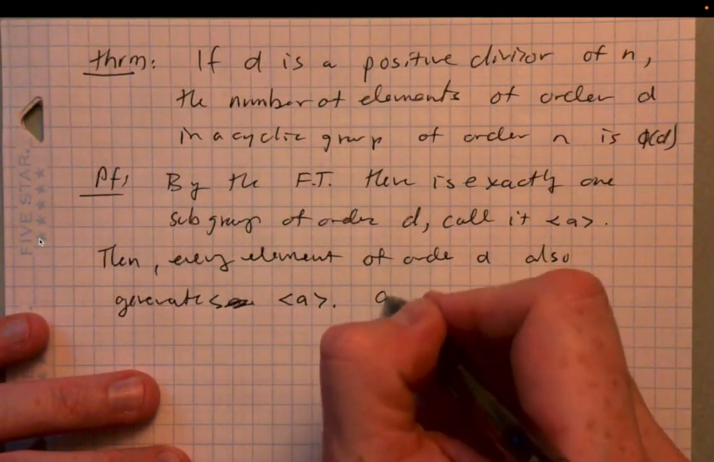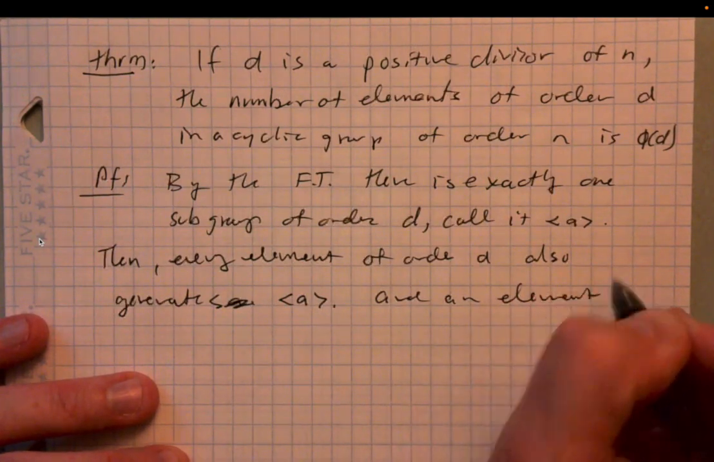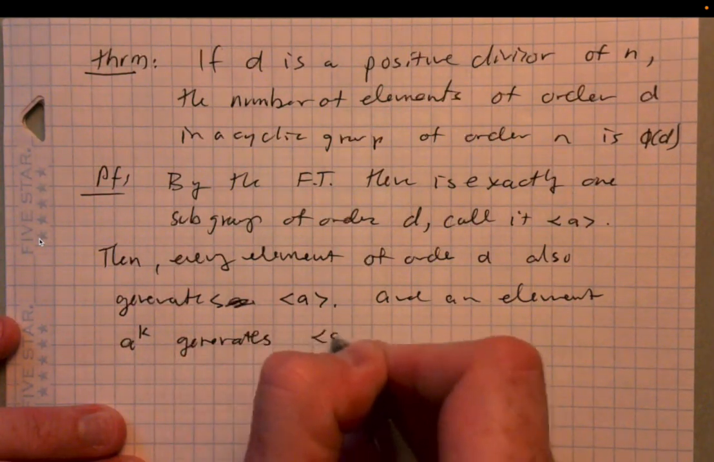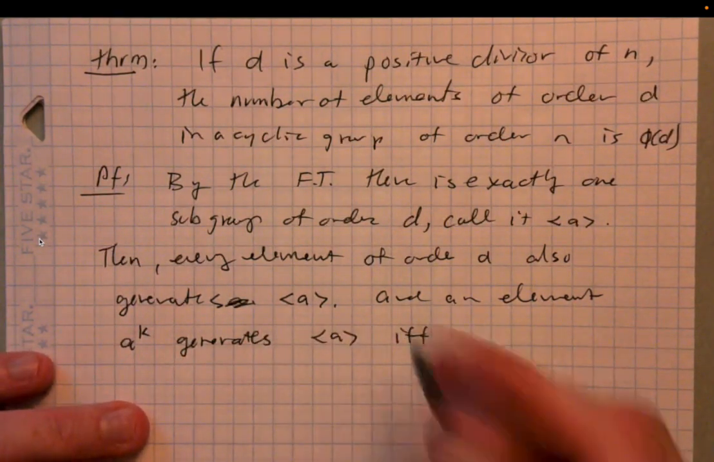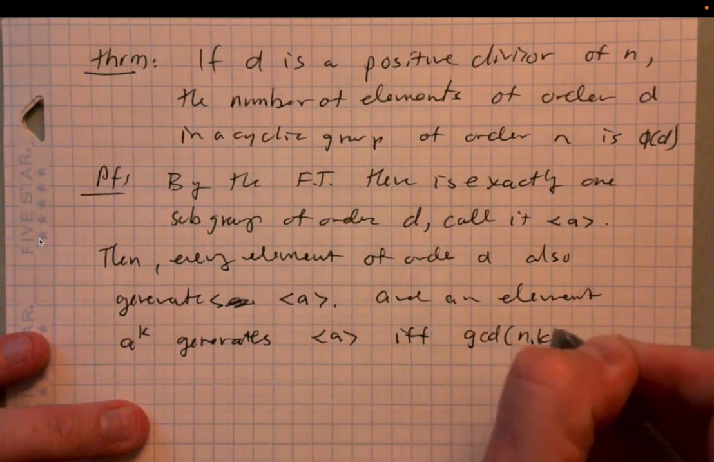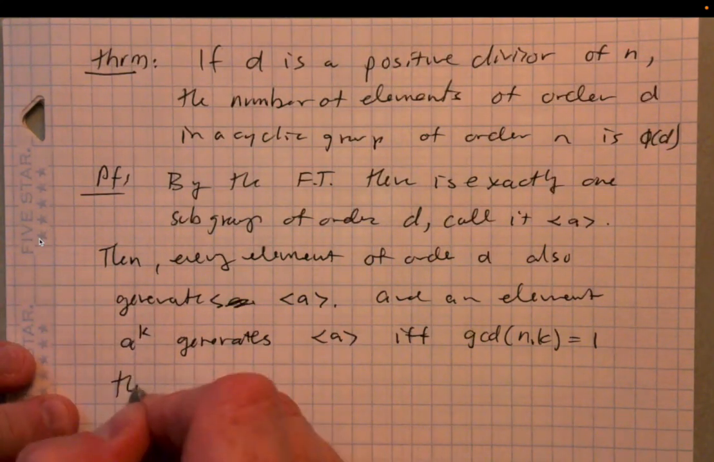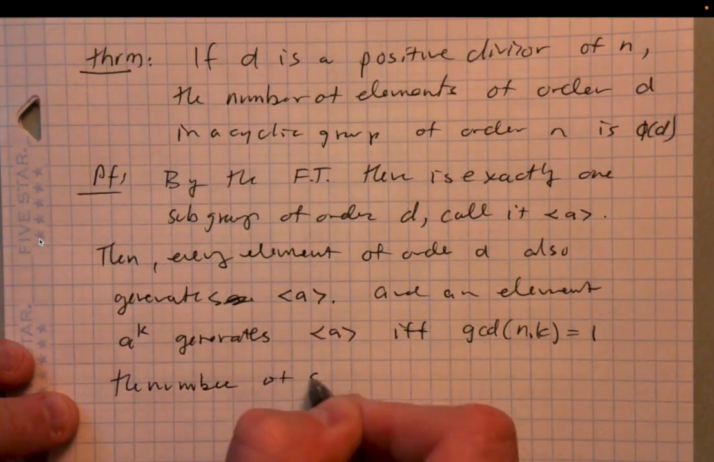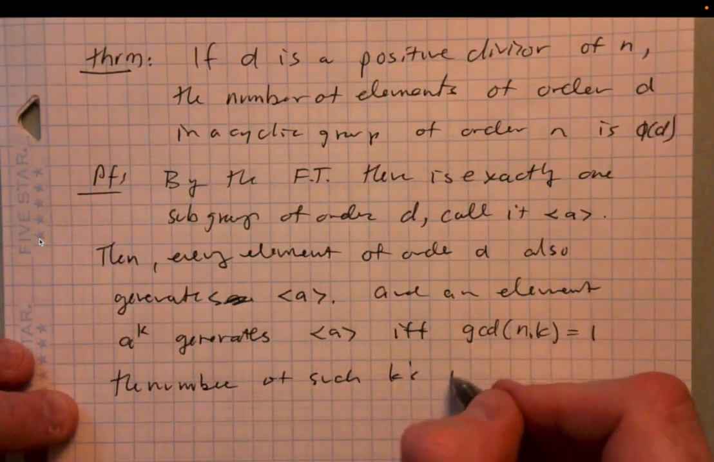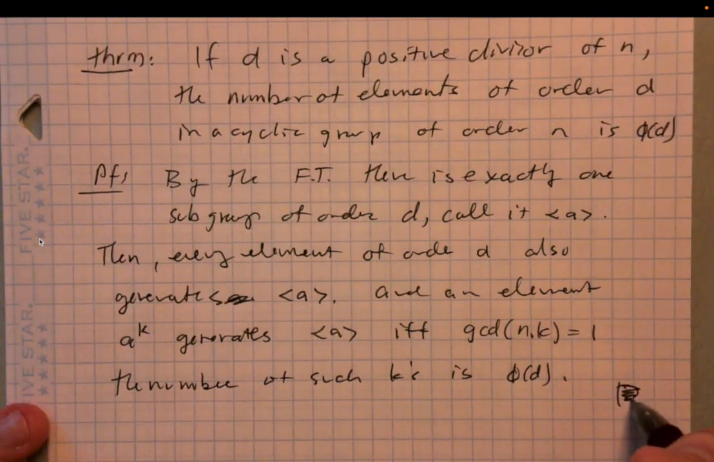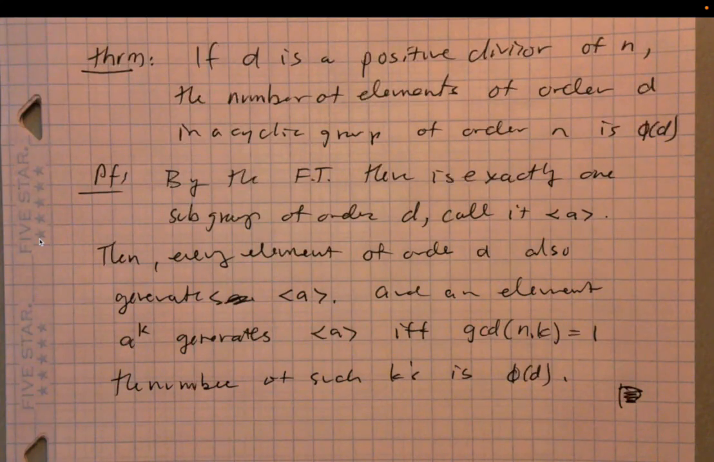And an element a^k generates A if and only if, as we saw, the GCD of n and k is 1. And the number of such k's, how many are there? Well, there's phi of D. The number of such k's is exactly phi of D. That's the definition of the thing. And so that's the proof. It's kind of wordy, but you can go back and fill it in if you like.